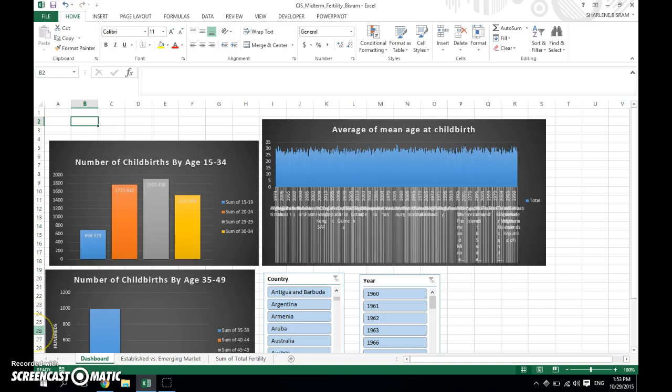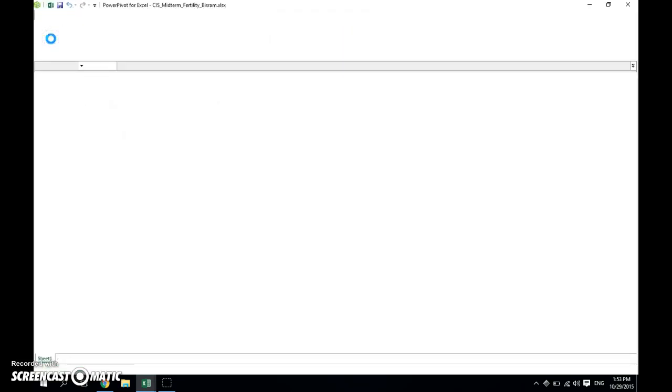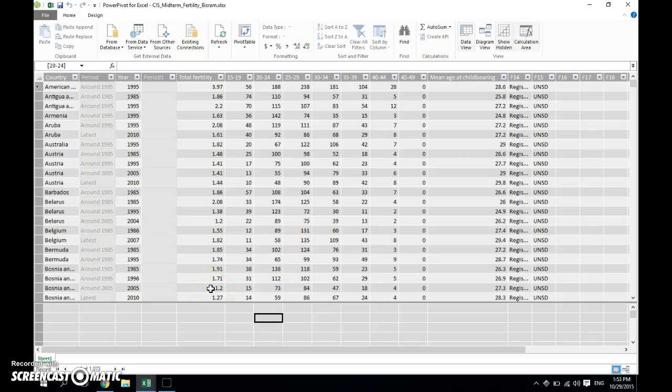So the way that I used my data is I first got it from the UN website, and then I had to format the columns in order to put it into Power Pivot, because Power Pivot will only allow you to format data if the columns are headed correctly. So first of all, I want to show you where my data is. If we go to Power Pivot and then to Manage, my data is here. It is very neatly organized.